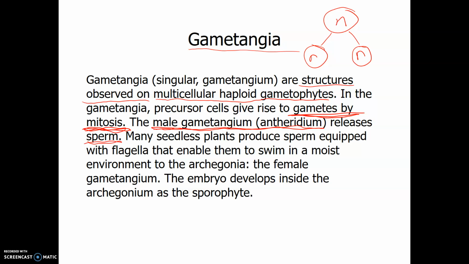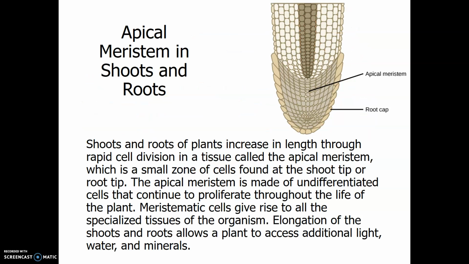and the pollen carries the sperm to the egg. All right. The archegonia is the female gametangium, and this is where the egg is produced. Once the egg is fertilized, it becomes a zygote, which is diploid. The zygote develops into an embryo, and that embryo becomes the sporophyte, and the sporophyte is diploid. All right, we've seen this before.